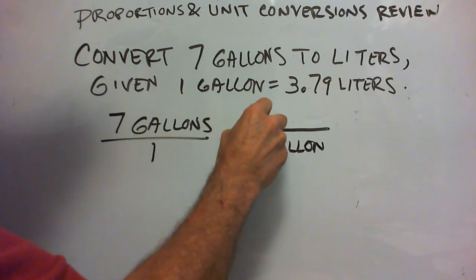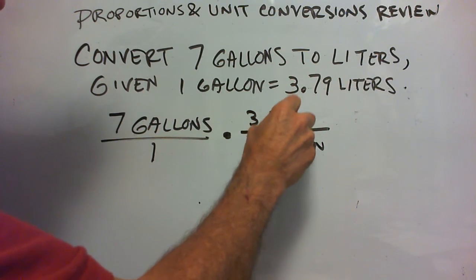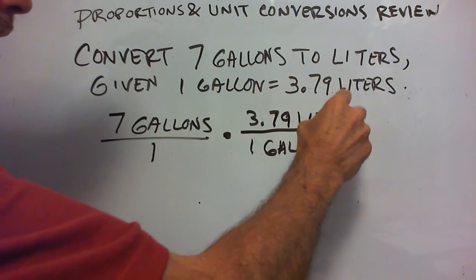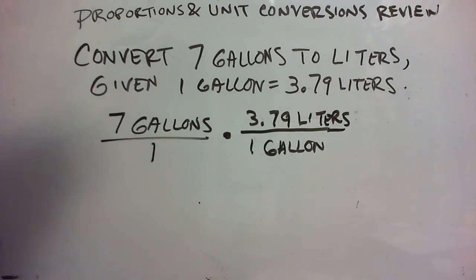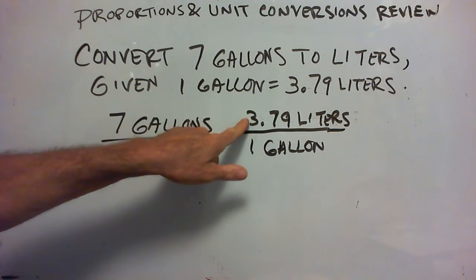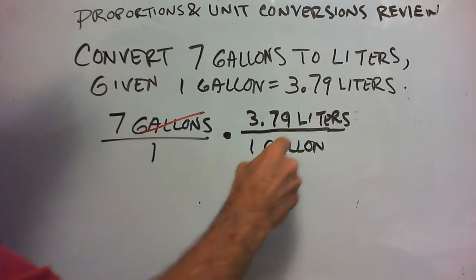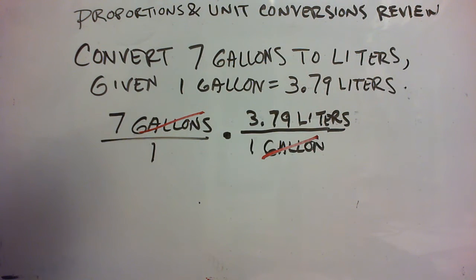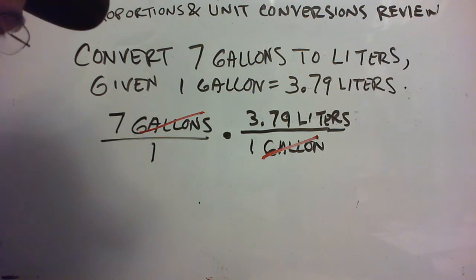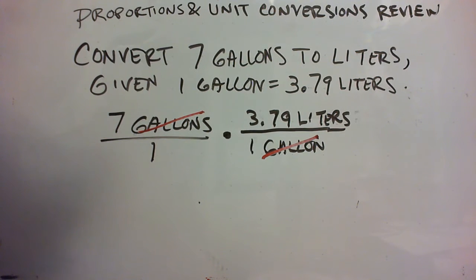That equals 3.79 liters. So we're multiplying by 3.79 liters per 1 gallon. So what happens here is the gallon units cancel, leaving liters. So now we just multiply the numbers, 7 times 3.79 over 1, and that's our answer.